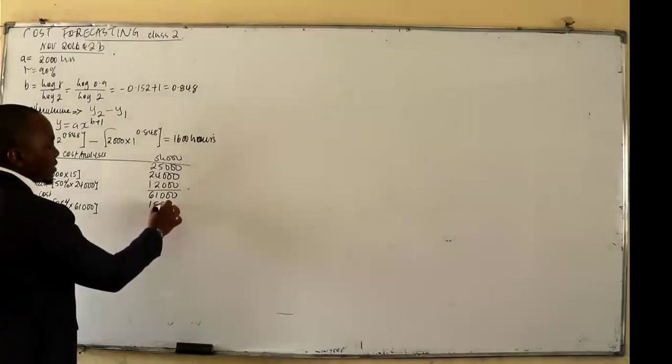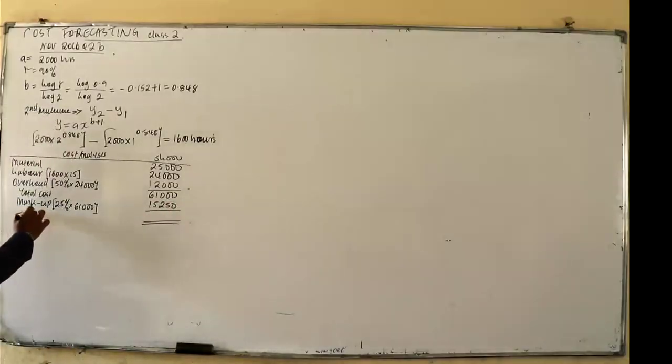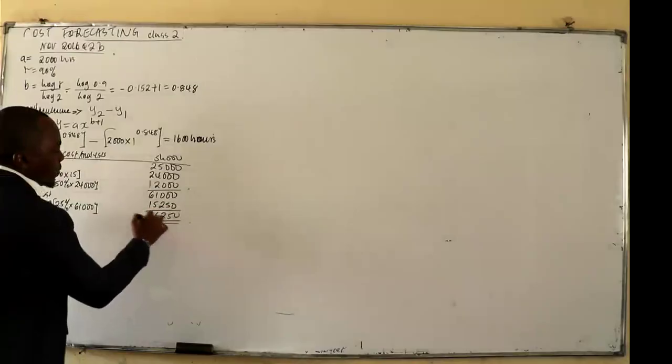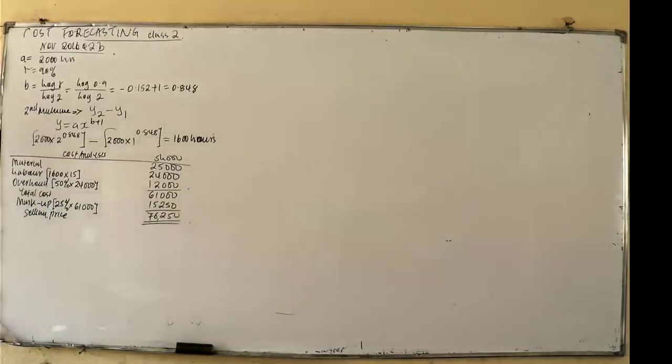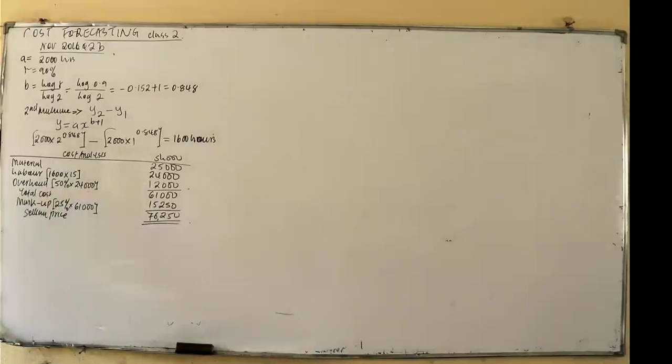We get 15,250. And that's how we now determine the selling price. So when this customer comes back for the second machine, you can sell to him at 76,250, and the company will still make the normal profit margin. So due to the learning curve, there were cost savings.